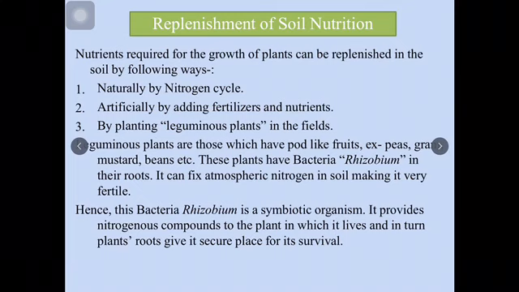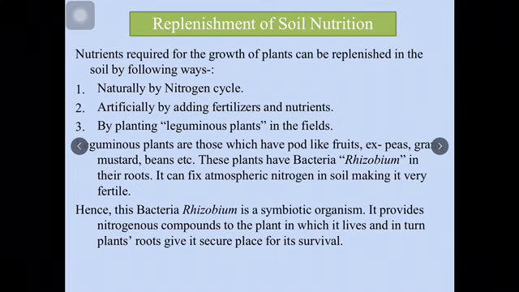The next is replenishment of soil nutrition. Replenishment means enriching or making the soil rich in nutrition. So what are the farmers doing to add nutrition in the soil? They are adding fertilizers or manure. You must be having a flower pot. So what do you do? You add the fertilizers or the manure, खाद डालते हैं उसमें. So we can also do the nourishment of the soil.